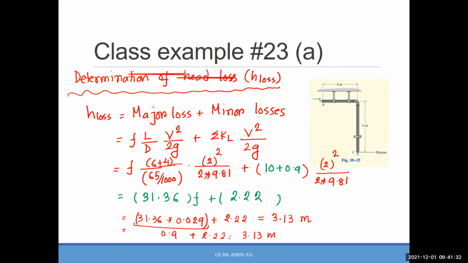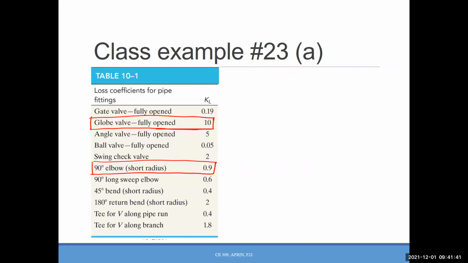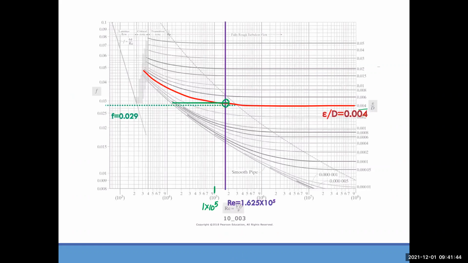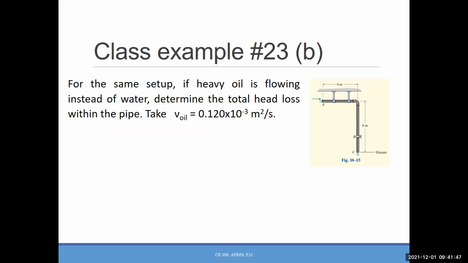Okay, so let's work with part B. Part B is very much simpler than part A, and we will take lots of numbers from part A. Can anyone read part B very quickly? The same setup, heavy oil is flowing instead of water. Determine the total head loss, with the viscosity of oil to be 0.12. Okay, thank you. So for this part, instead of water, if we had heavy oil, what would be the head loss? That's what we need to find.